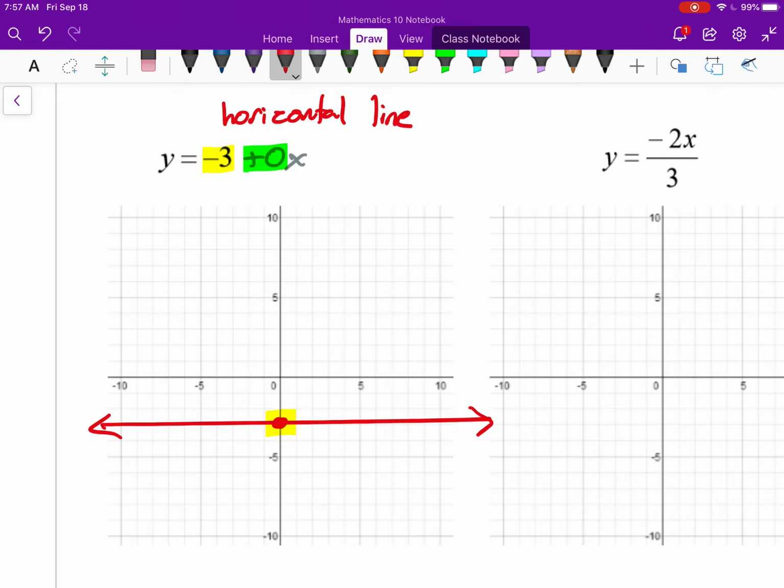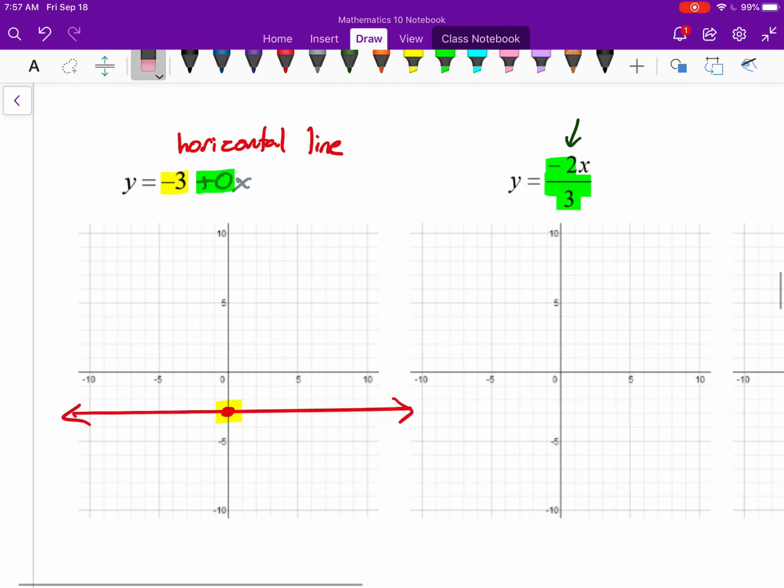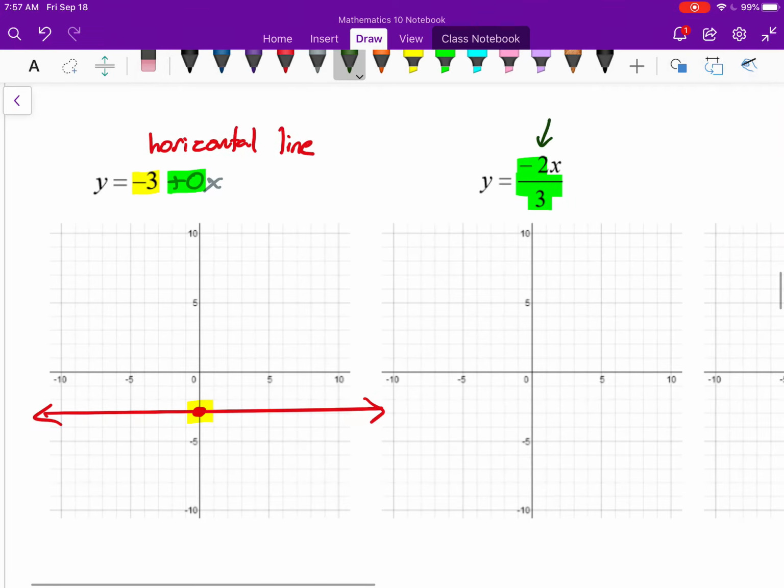All right, and so the next one is kind of the other way around. There's a slope, but there's no y-intercept. So that's my slope. But what's my y-intercept? Because I can't really use my slope until I have a point first. So the slope I can see is -2 over 3. Down 2 over 3. But from where?